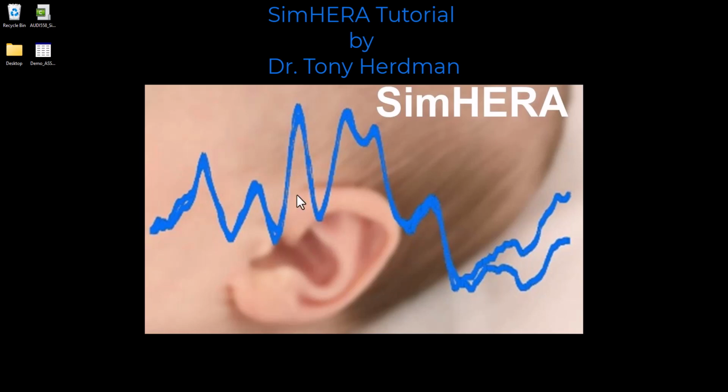This is a tutorial on how to use SimHERA to simulate an auditory steady-state response testing session where we're going to assess the threshold in an infant case. Now, in BC early hearing programs, we use auditory brainstem responses as the tool for determining threshold in infants, but this is a demonstration to show how you could use steady-state responses.